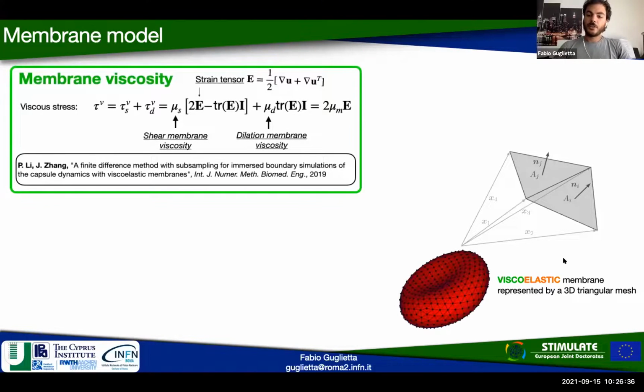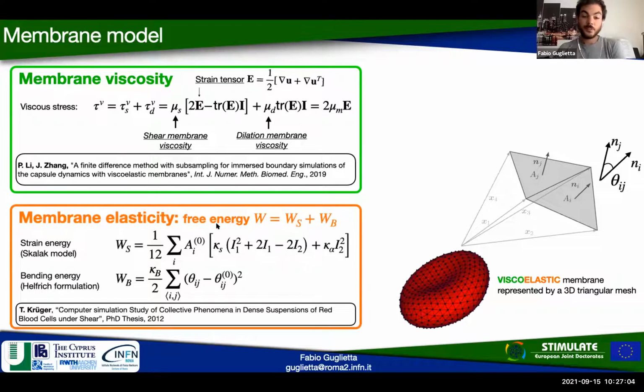To account for the viscous effect, we can define a viscous tensor, which can be split into two parts, one accounting for the shear membrane viscosity and the other for the dilation membrane viscosity. For red blood cells, it seems that these two values, μs and μd, are equal, and their value is μm, the viscosity of the membrane. So this tensor simplifies to this expression here. For the elasticity of the membrane, we accounted for the strain energy by using the Skalak model, and for the bending energy the Helfrich formulation.